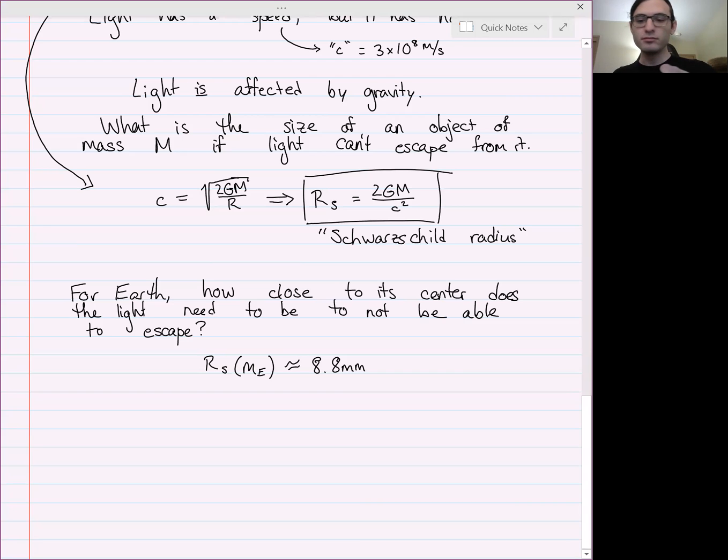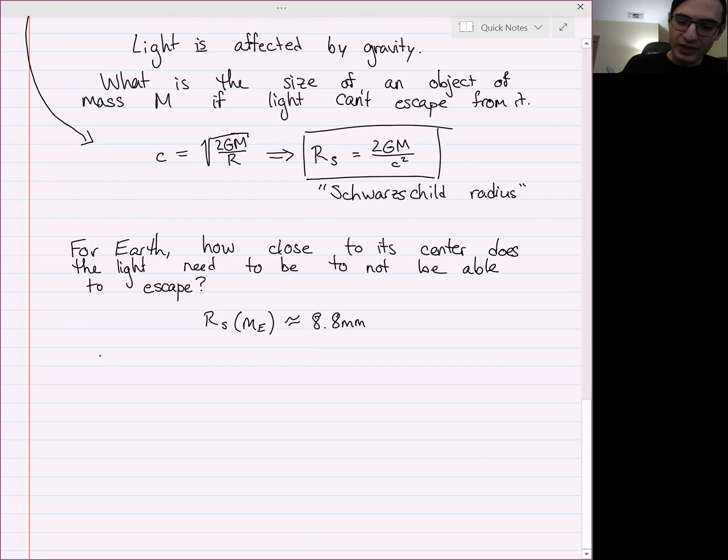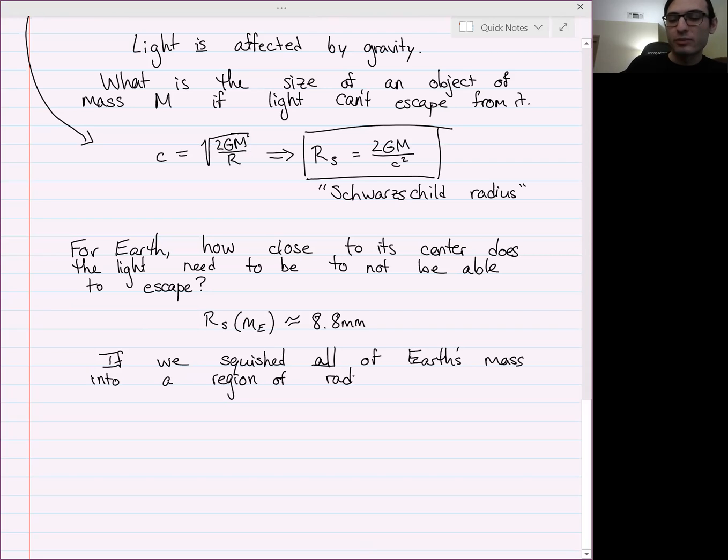And so the bottom line is, and let me just write this out. If we squished all of Earth's mass into a region of radius, and technically it would have to be less than 8.8 millimeters, then light could not escape from its surface, and so Earth would become what is known as a black hole. And that's what a black hole is.